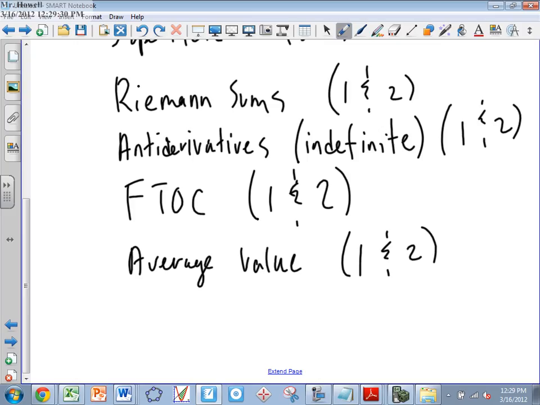What was this one, guys? We find the average. Good. What formula? What did we put in front of the integral? No, that was the distance displacement. There you go, 1 over B minus A. Remember 1 over B minus A?